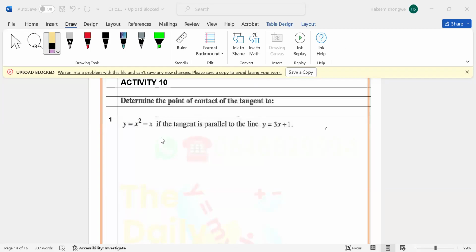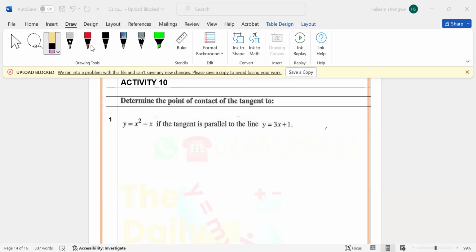They said we should determine the point of contact to the tangent of y equals x squared if the tangent is parallel to the line y equals 3x plus 1. Now, this is very important. It helps if you have a graphical representation of what this looks like. Remember, this is a parabolic function.